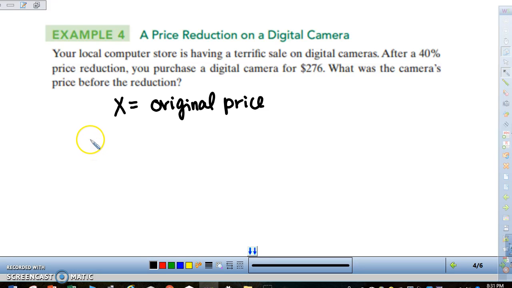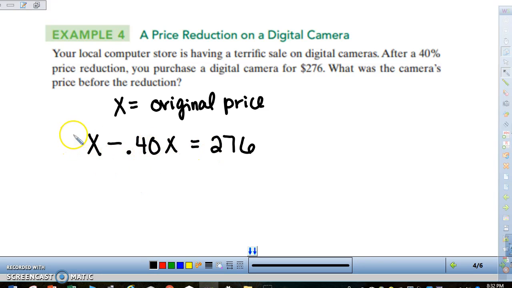So if we were to set this up as an equation, let's start with X, and we'll go ahead and subtract 40% of X. So that's going to represent that 40% reduction. And the amount that equals ends up being $276. So that's the amount that we paid after we got some money off.